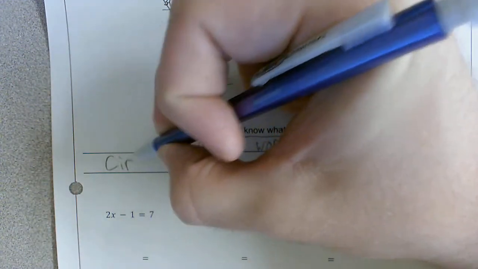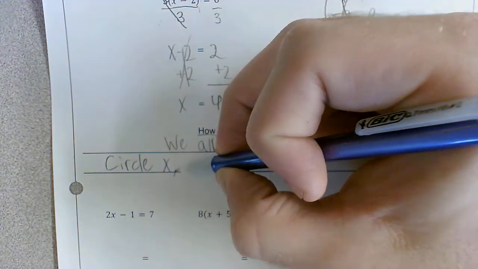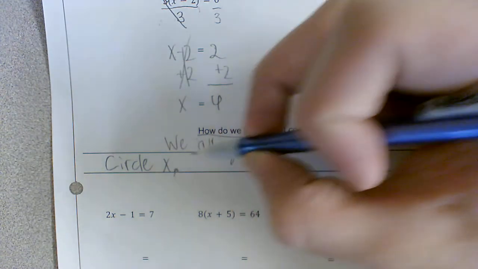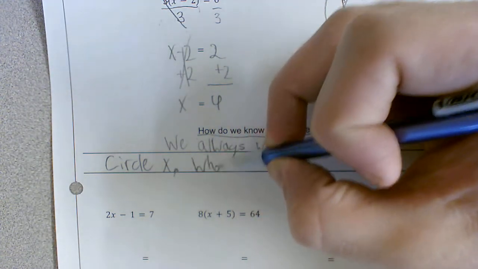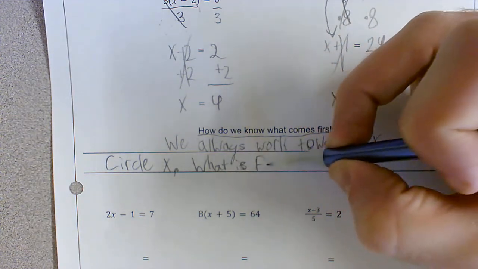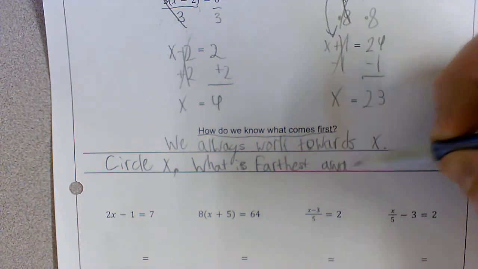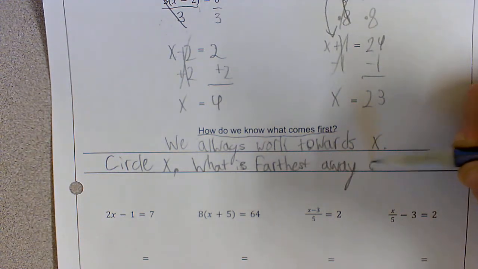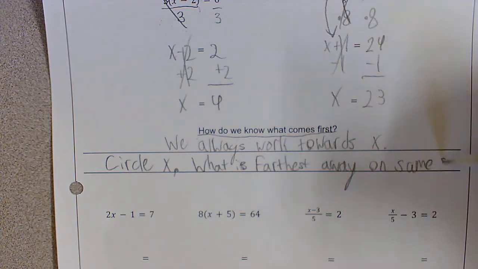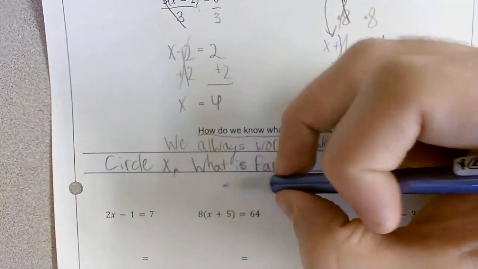What I want you to do is circle x. And ask yourself, what is farthest away from it on the same side? And what that means is we get rid of the farthest first.